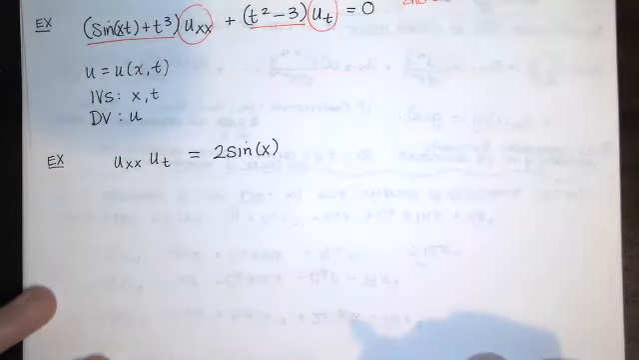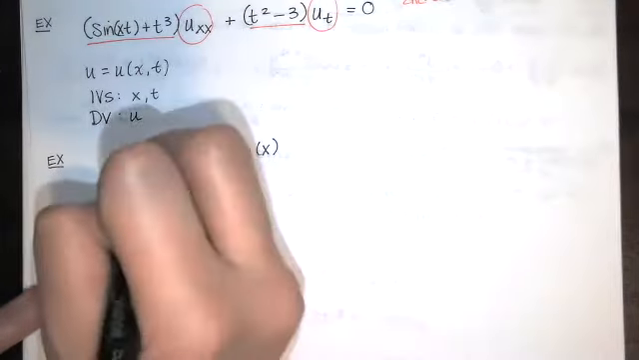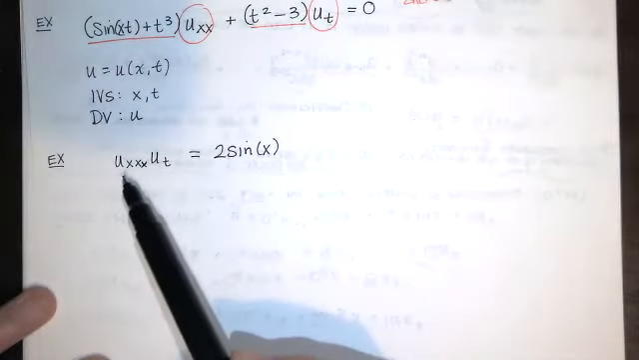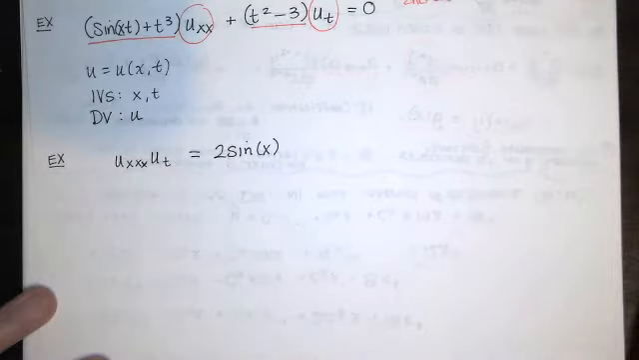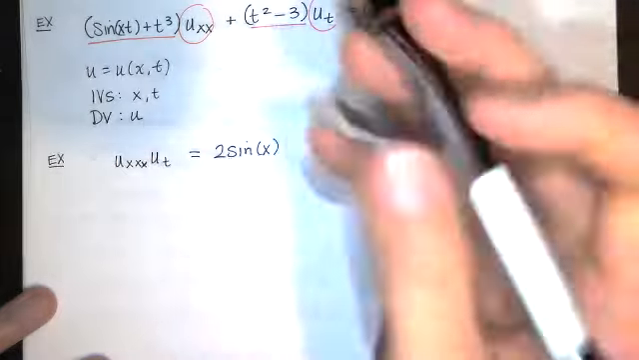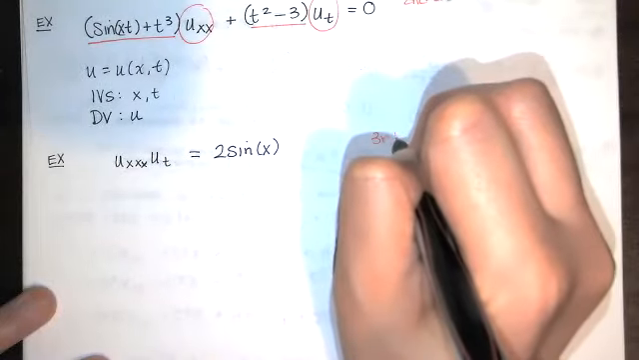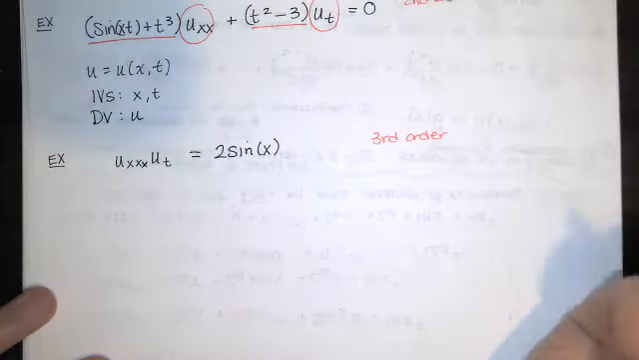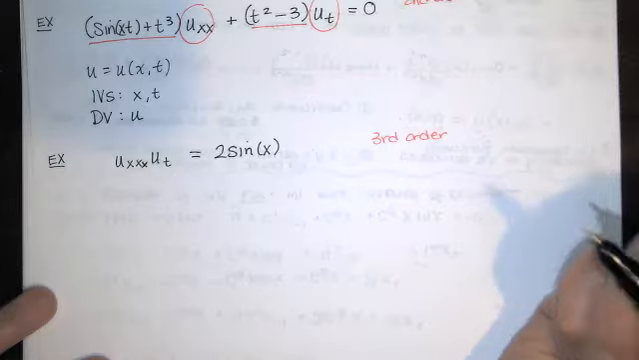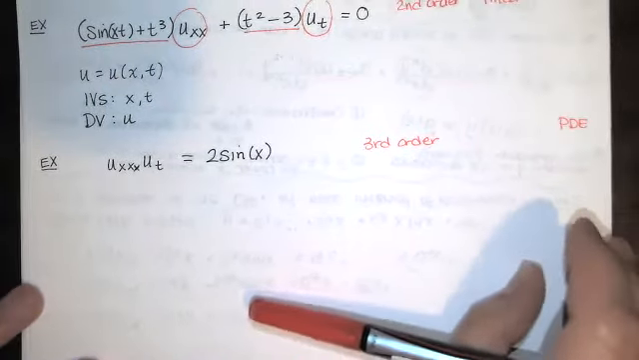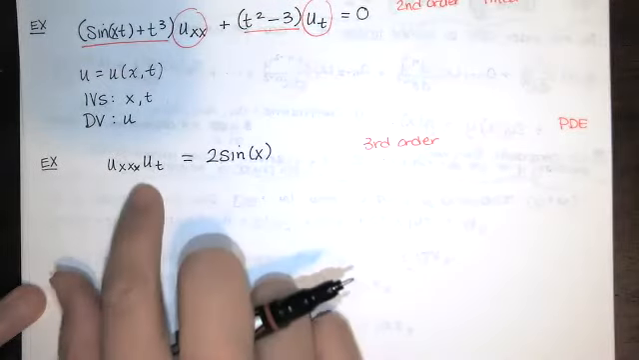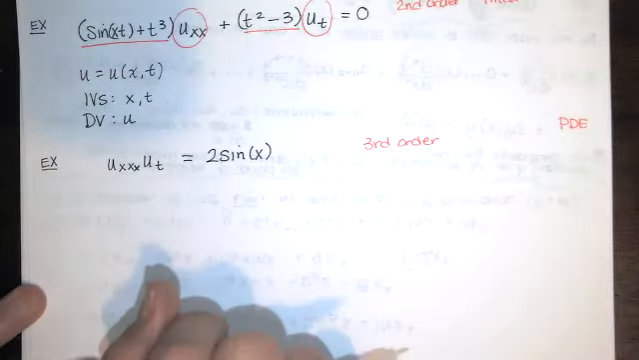Now this one, let's make it xxx. This is a third order differential equation because I'm taking the third partial derivative of u with respect to x. And it's a partial differential equation. And the question is, is it linear or nonlinear?